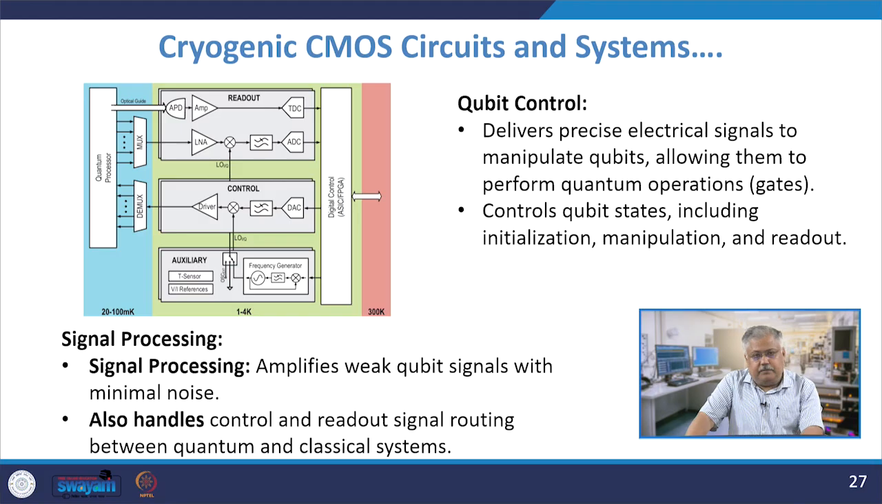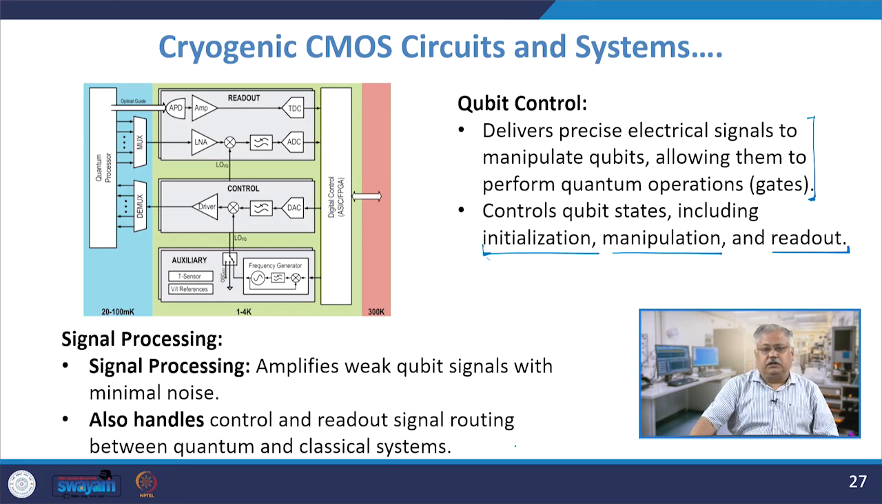Now, this is again the diagram I am repeating, which we had seen in the previous lecture, and what we do is deliver precise electrical signals to manipulate the qubits, and therefore they allow you to do some quantum operations, right. The qubit control is also responsible for fixing the qubit states and initialization of the qubits, manipulation of qubits, and the readout of the qubits. So, three important stages happen in this case: initialization, manipulation, and readout. All these three are performed by the CMOS circuits and systems at cryogenic temperatures. Now, signal processing amplifies weak qubit signals with minimal noise, right.